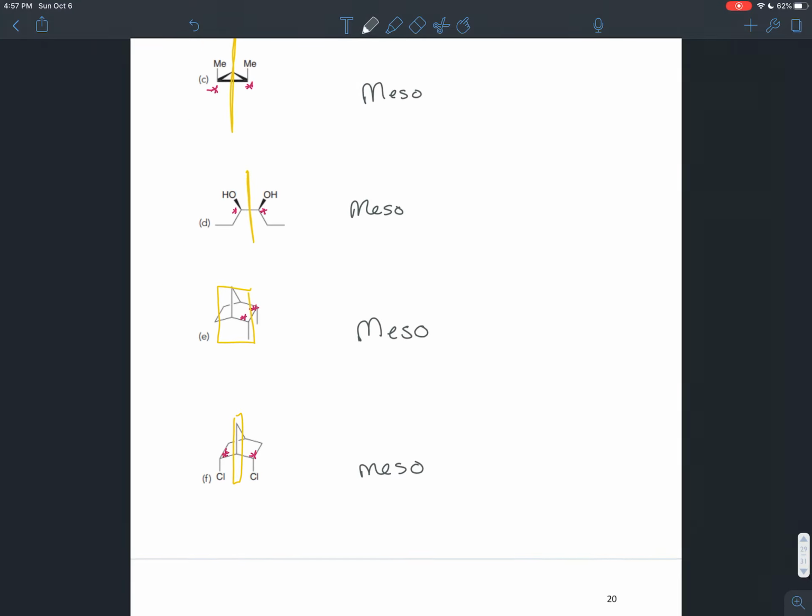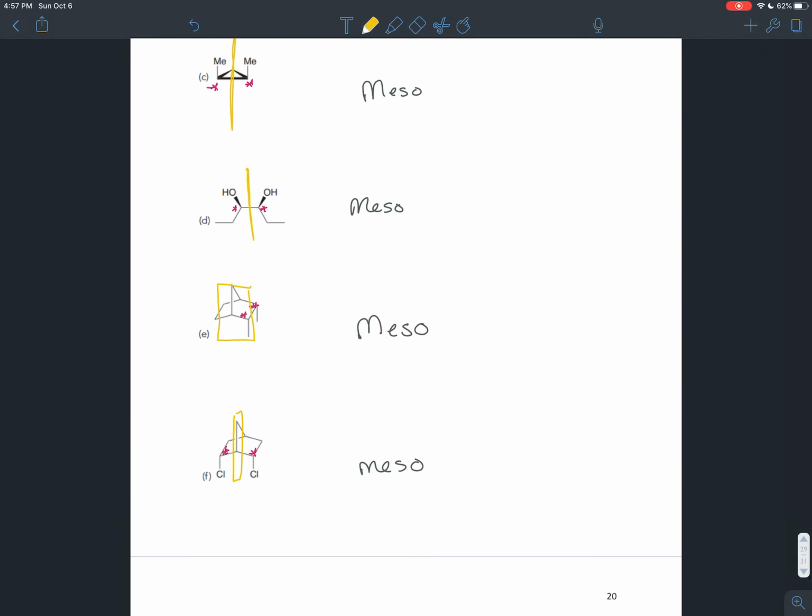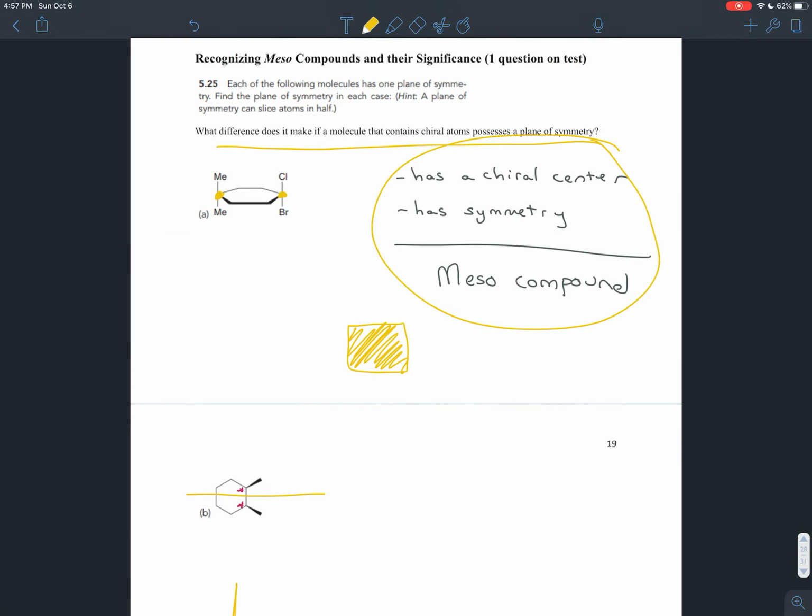In that special scenario where you have at least one chiral center and symmetry, it gives you this meso compound, and it's significant. The difference it makes is that the molecule as a whole only comes in one version, even though there are chiral centers in the molecule. So that is the concept behind this one.